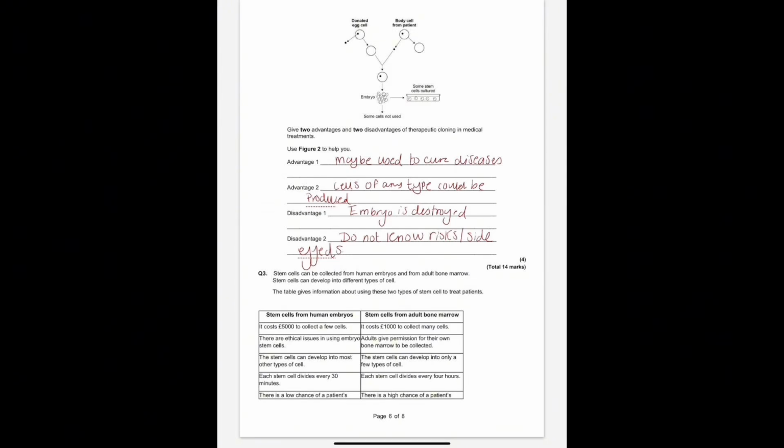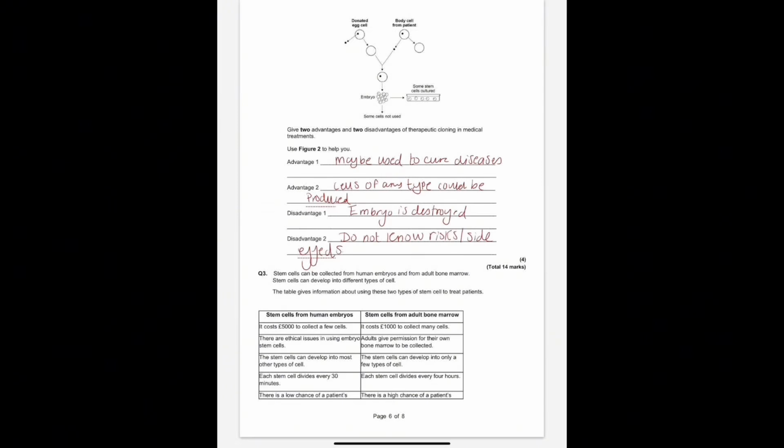Disadvantage 1 would be the embryo is destroyed, so that will be related to ethical issues, that it's wrong. Disadvantage 2, we do not know the risks and the side effects. So you are also allowed to write down other possible answers. You can write down there is a shortage of donors and eggs. Not many people want to donate eggs. You do not know the side effects.